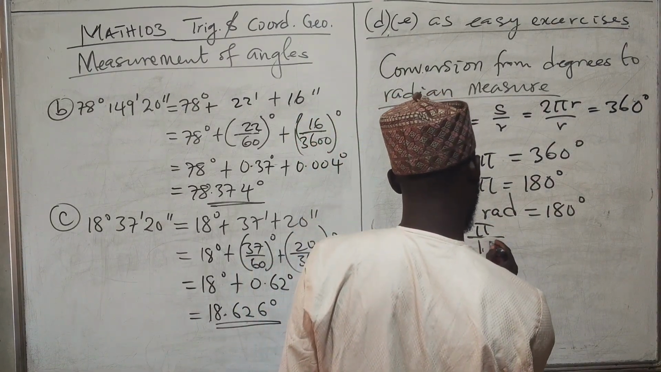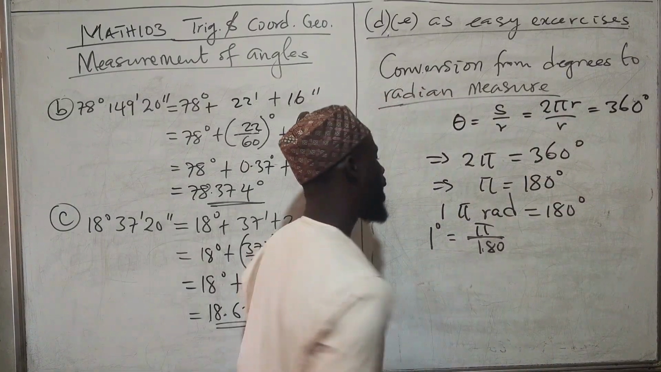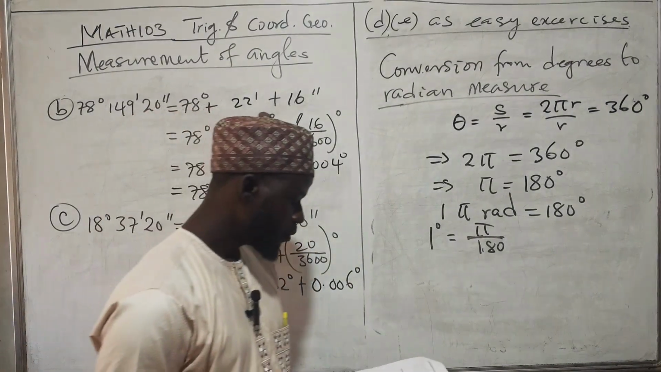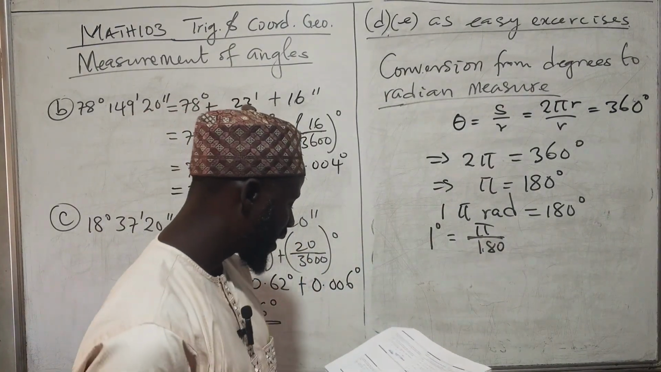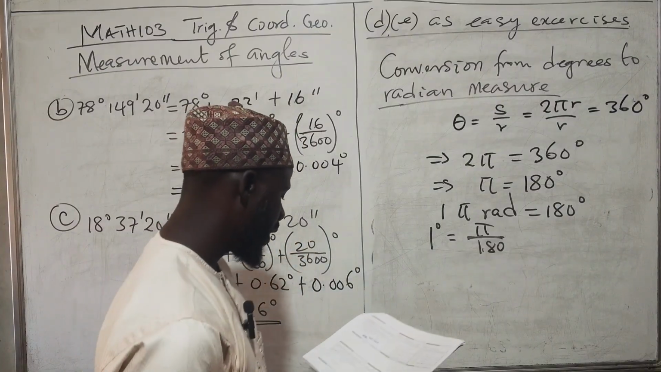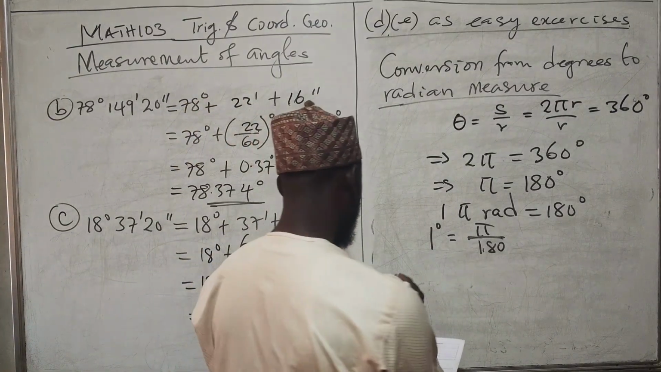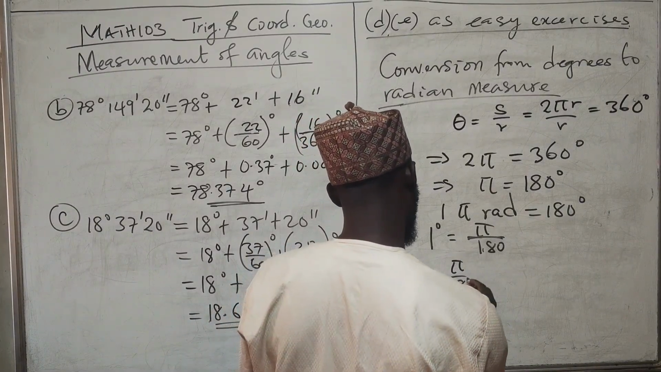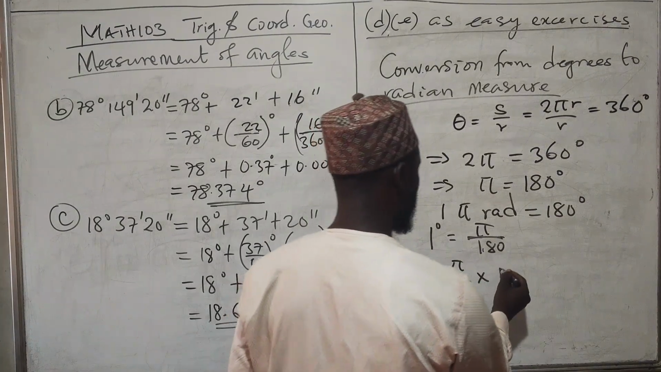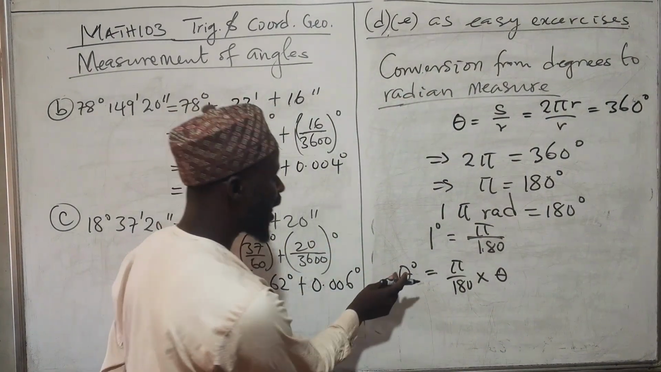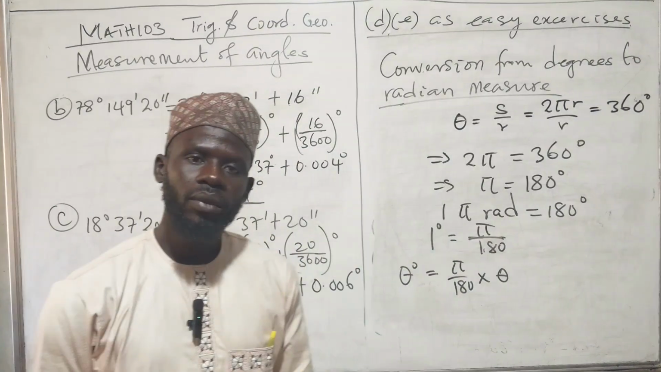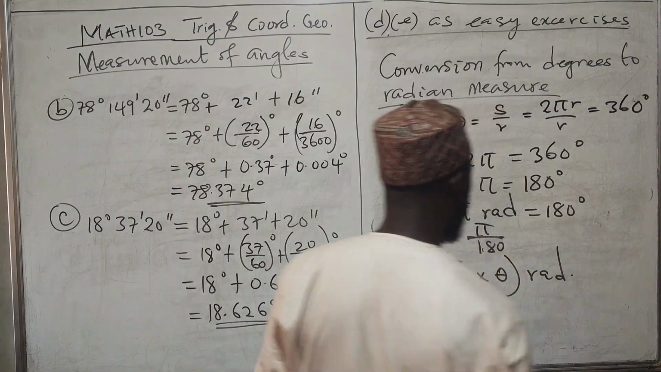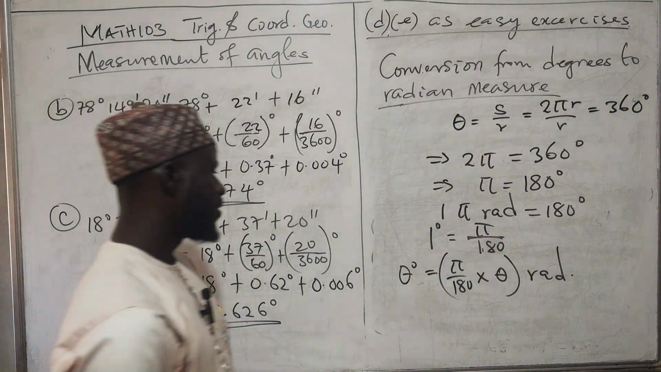Yeah, pi over 180 is equal to 1 degree. So now, to convert an angle theta in degrees, you have pi over 180 times theta. To convert theta in degrees to theta in radian measure, after this multiplication, your answer is in radian measure, and vice versa.